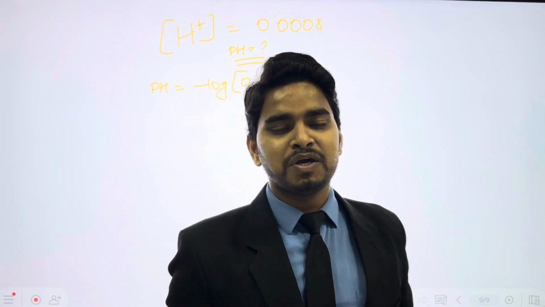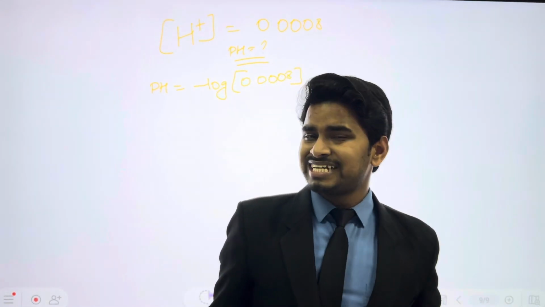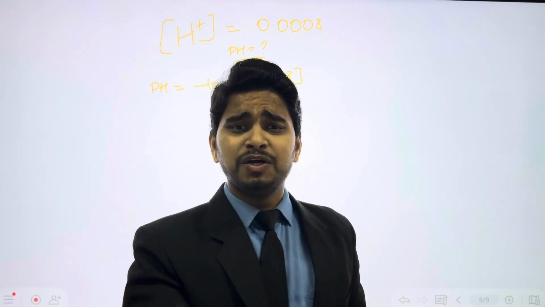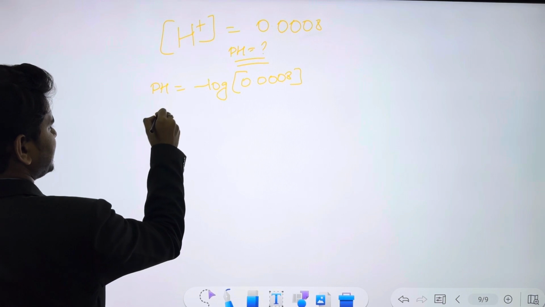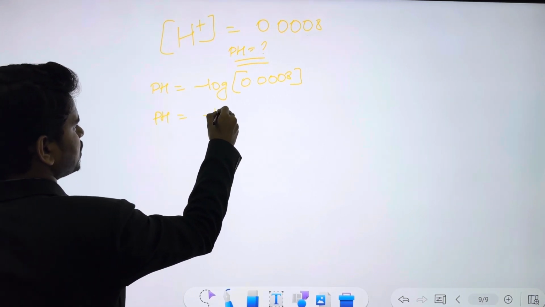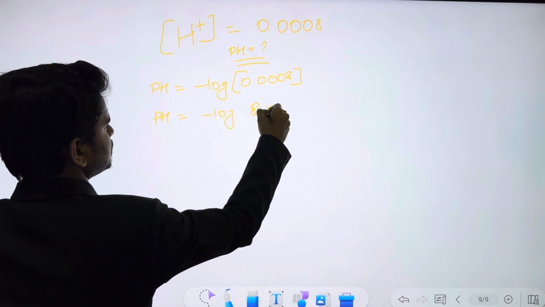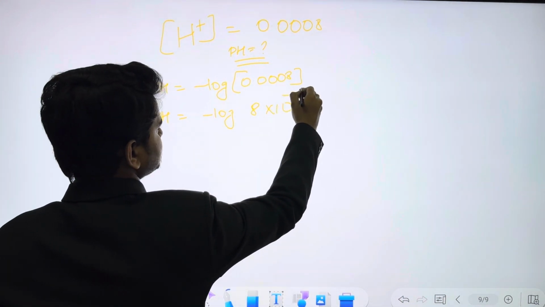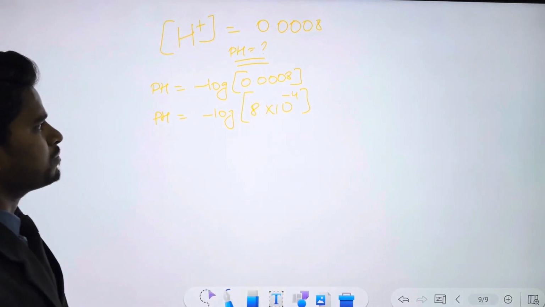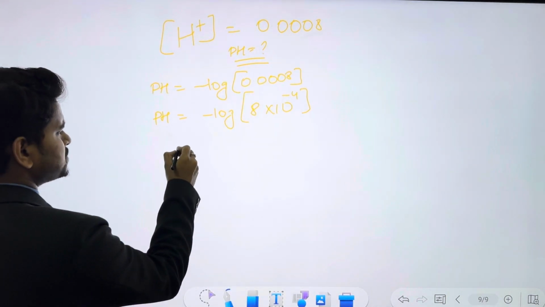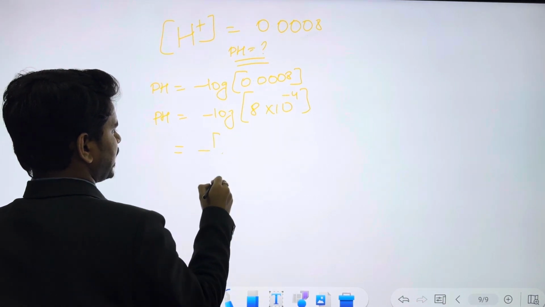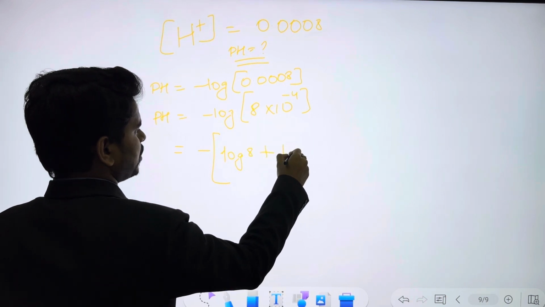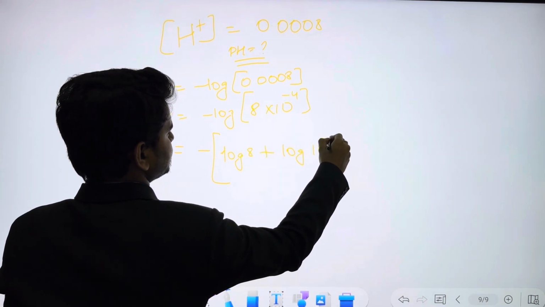The first thing you have to do is write the number in a standard form. What is standard form? A number, decimal, whatever the value, into 10 to the power something. So we can write it as minus log 8 into 10 to the power minus 4. That's what we can write. And then go ahead and solve it. Minus bracket log 8 plus log 10 to the power minus 4.